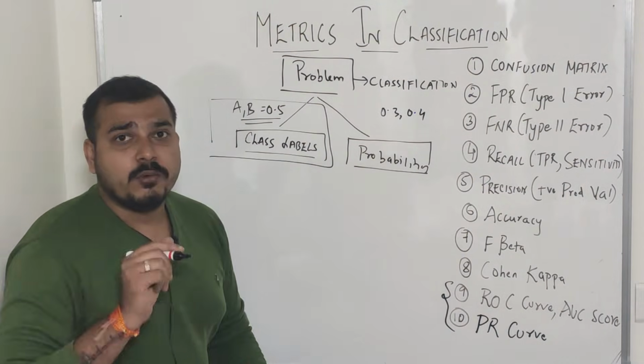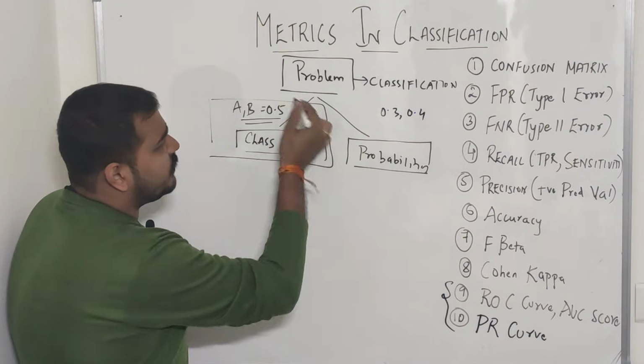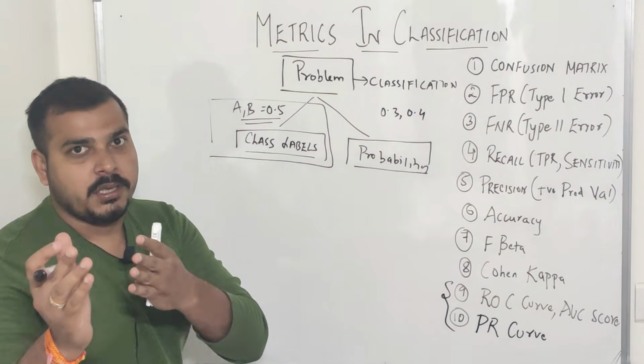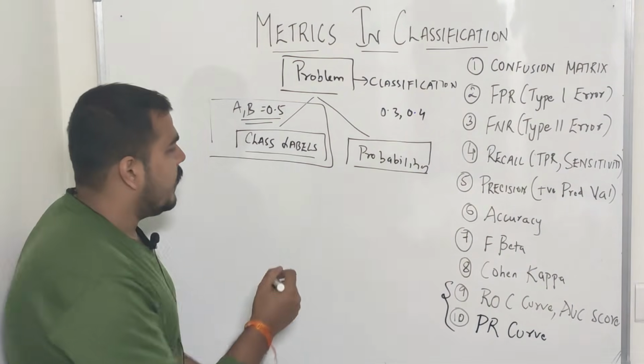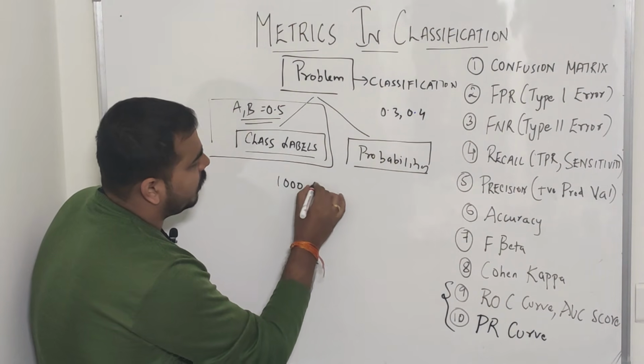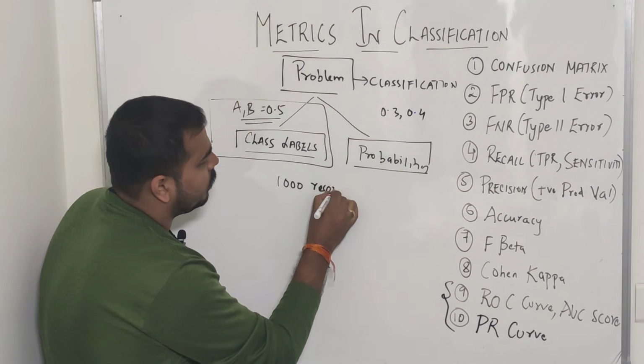Now let us go ahead, one more thing over here. With respect to this problem statement, we have two problem statements based on the output. Suppose in this particular problem statement I have 1000 records.